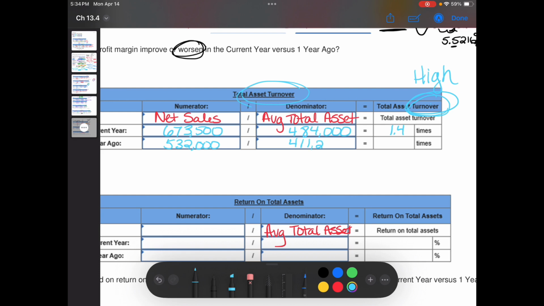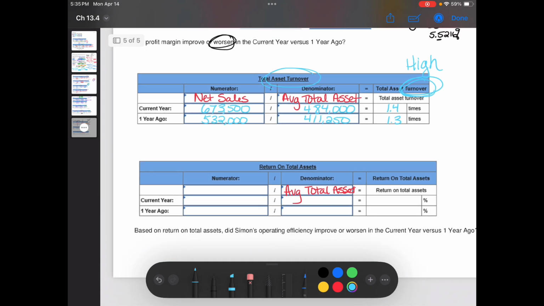Now, they didn't ask us for this problem, or at least I didn't put it in my notes. Maybe it is in Connect and I missed that one, but that's that one.